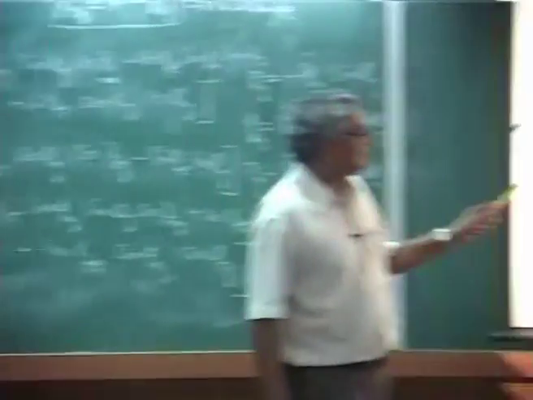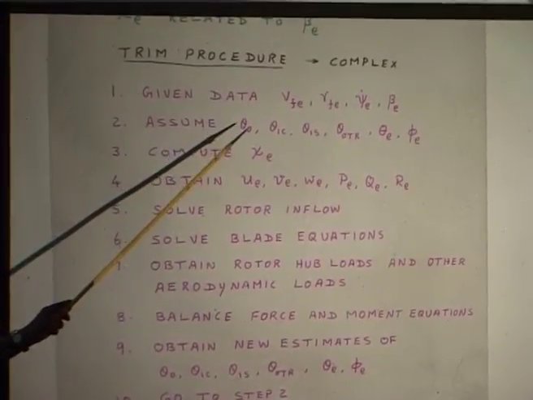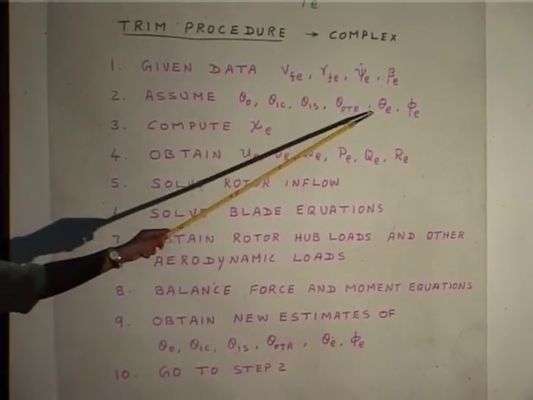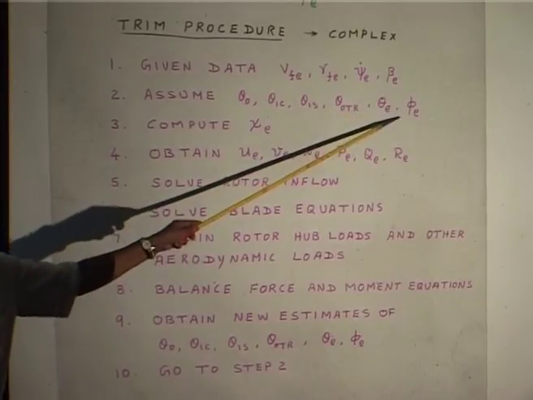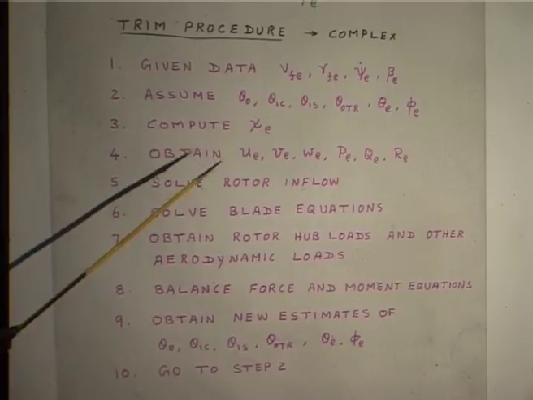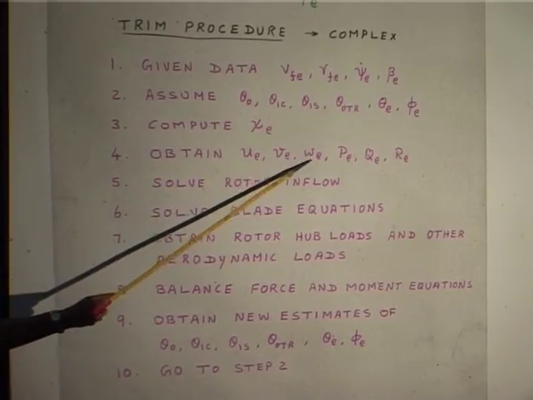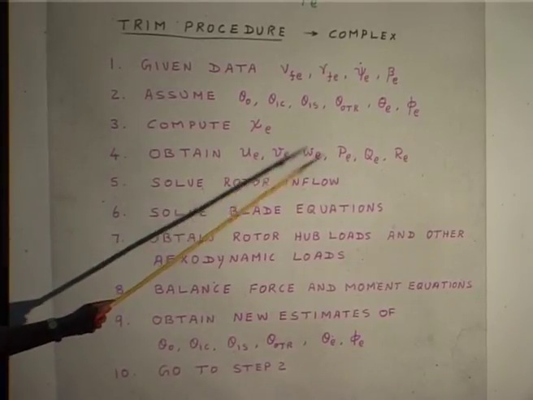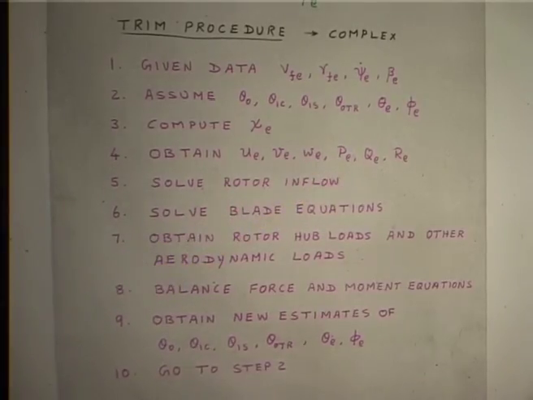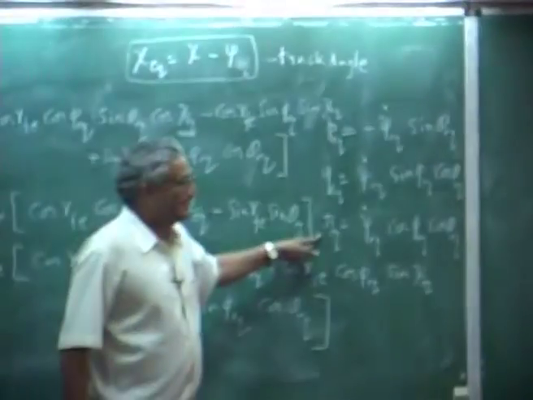So, that is why I say here these 4 quantities are pilot control input. I assume these 2 quantities which are EQ, and compute the track angle. Once you get the track angle, obtain U equilibrium, velocity equilibrium, W equilibrium, then P, Q, R. There I use capital P, Q, R.